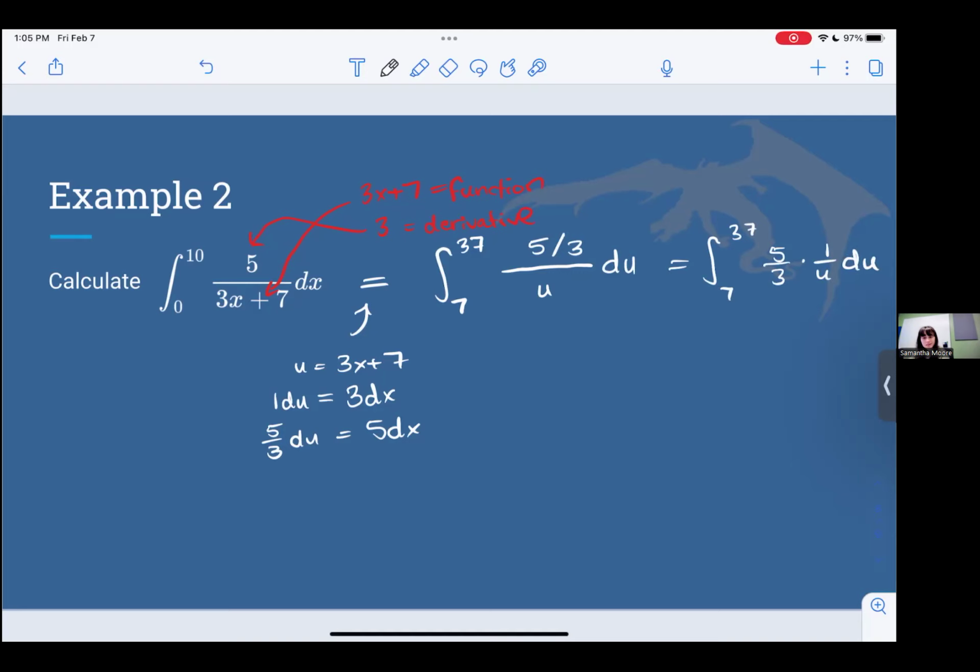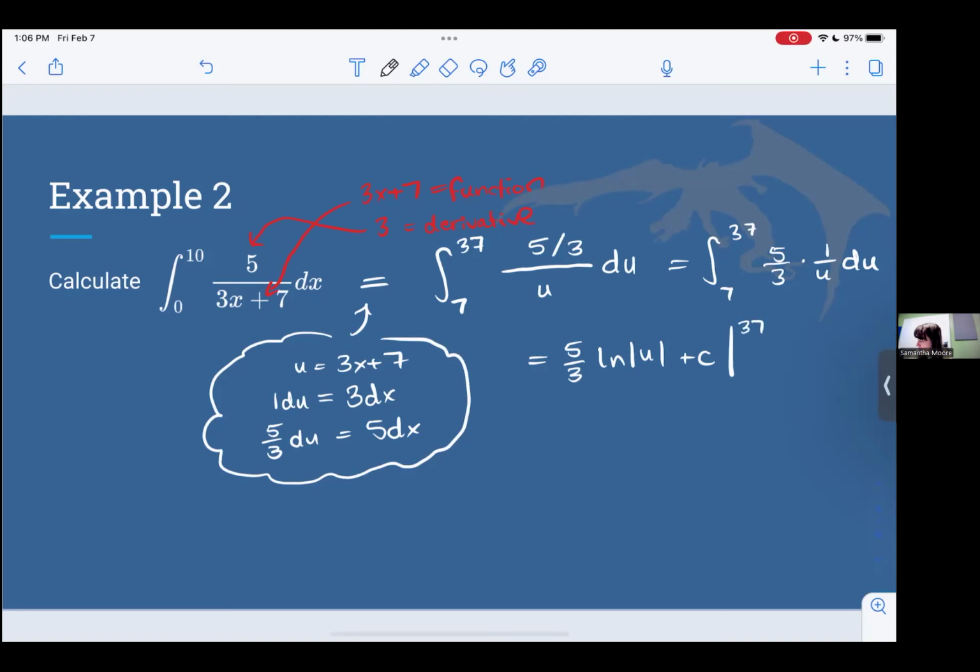Okay, hopefully this is very recognizable as an integral that you know how to do. So the antiderivative of 5/3 times 1 over u is 5/3 times the natural log of u. Don't forget your plus c because you've taken an antiderivative. And then evaluate at your bounds, so u being 37 and u being 7. So we get 5/3 natural log of 37. Your plus c's will cancel. So minus 5/3 natural log of 7.